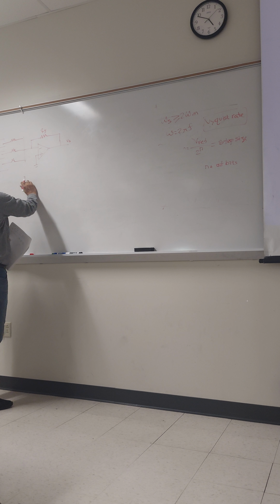Omega s should be less than twice omega n, right? Omega s less than twice omega n. This is undersampling. If this is undersampling, we cannot recover our original signal. Then we saw that omega s equals twice omega n. This is the Nyquist rate.